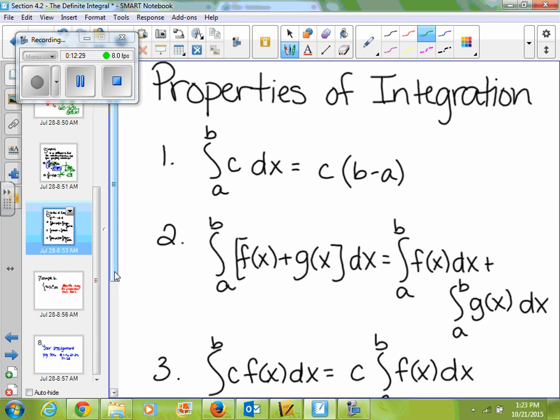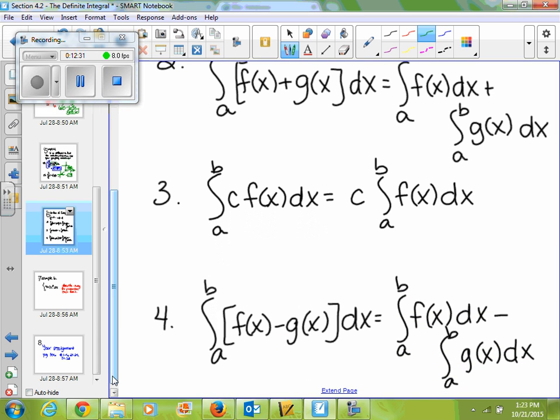Let me just scroll down. If I look at number 3, it tells me the integral of some constant times a function, dx, is equal to that constant times the integration of that function. So basically you pull your constant out front and you don't evaluate it until the end. And lastly, number 4 tells me that the integral of f of x minus g of x, we can also split up into the integral of f of x minus the integral of g of x.